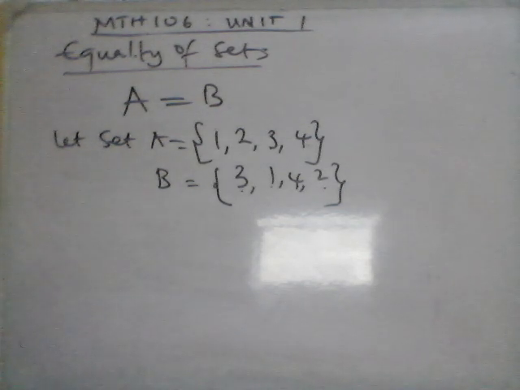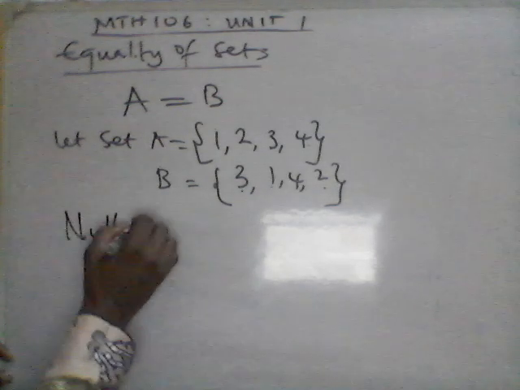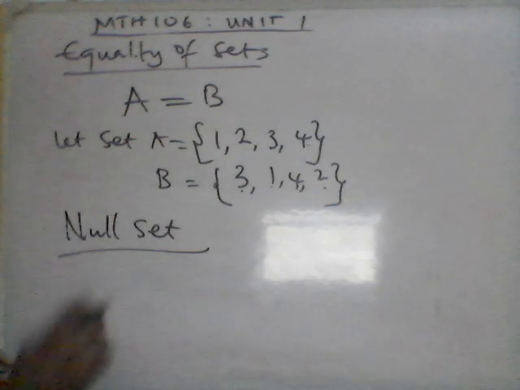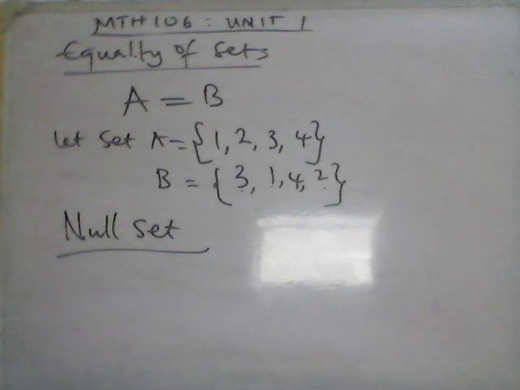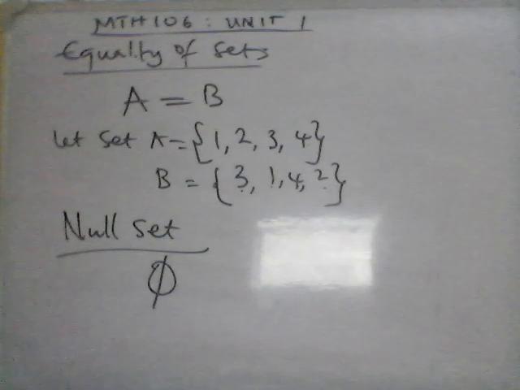Now a null set is another kind of set. I'll just put it under here, null set. A null set is a set that is empty. It's an empty set, nothing inside. So we say that such a set is void or empty. We denote it by this symbol. If you see this symbol anywhere, you know that it's a null set.